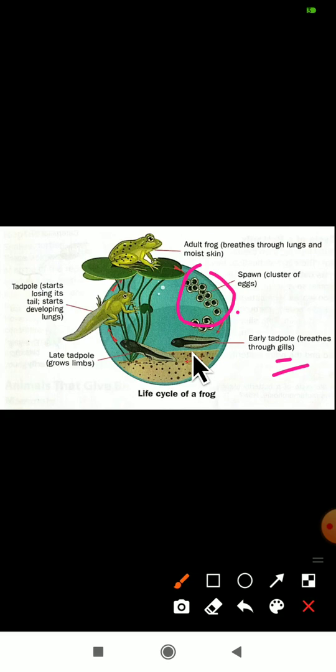The next stage, what happens? The late tadpole grows limbs. Still the legs have not come to the tadpole here. When it was a small tadpole, there were no legs, but after a few days the legs are developed here.